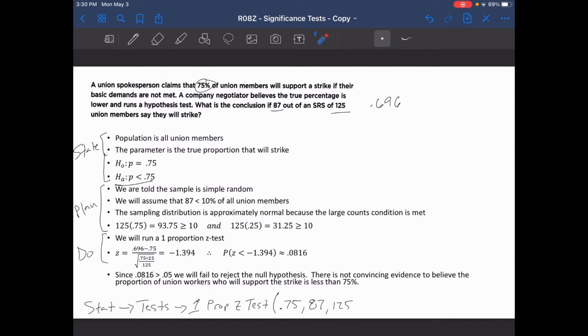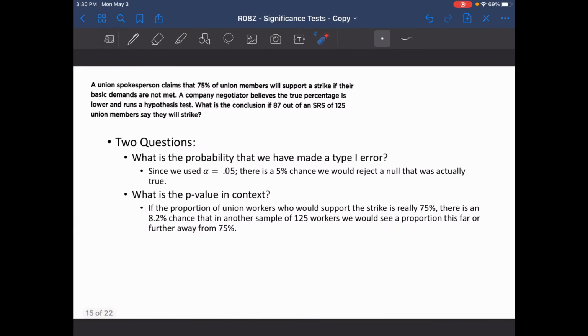There is not convincing evidence to believe the proportion of union workers who will support the strike is less than 75% in this case. So, building off of that example, two questions. What is the probability that we have made a type 1 error? Well, since we used a significance level of 0.05, we would say that there is a 5% chance that we would reject a null hypothesis that was actually true.